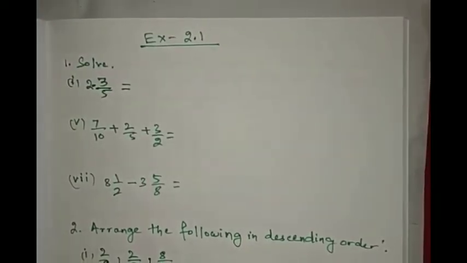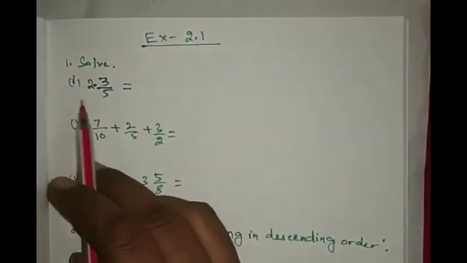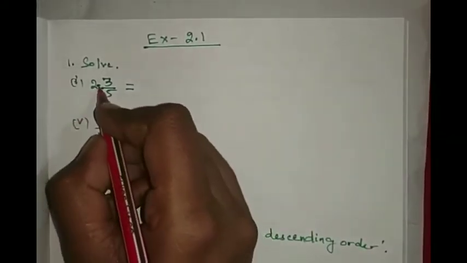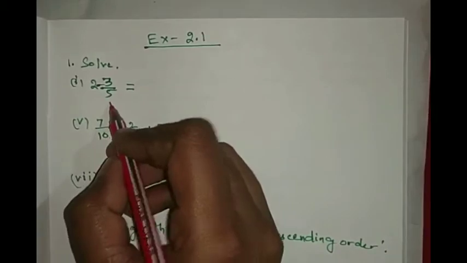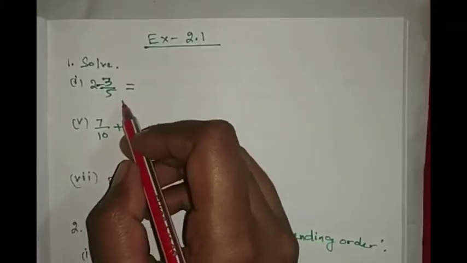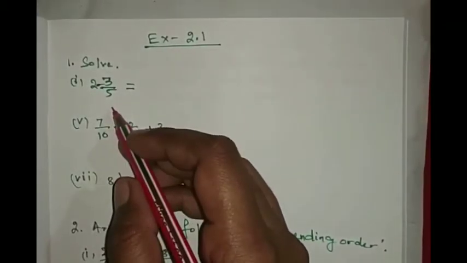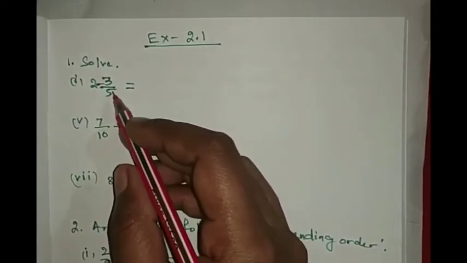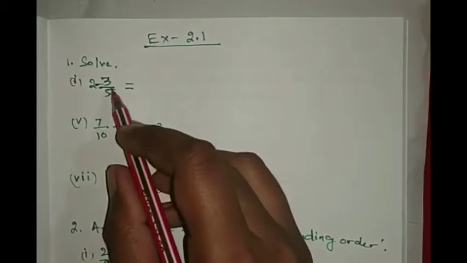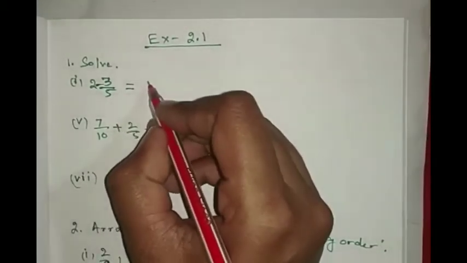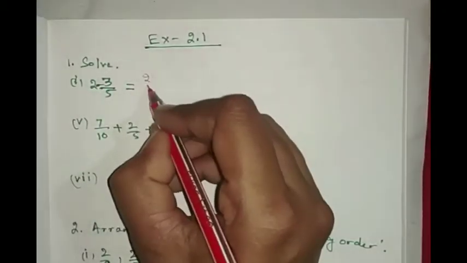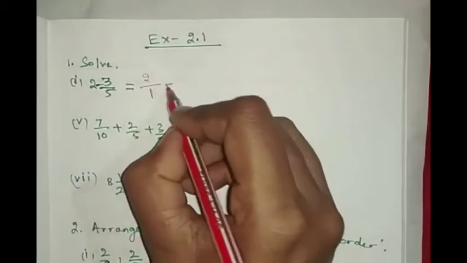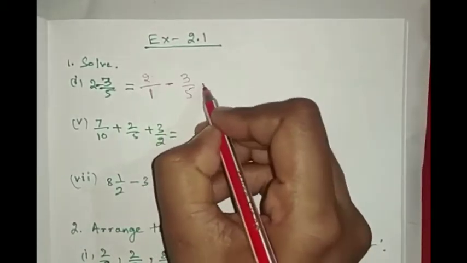Let's start exercise 2.1. Number 1 is 2 minus 3 by 5. So here 2 is there and 3 by 5. 2 is a whole number and 3 by 5 is a fraction. So we can write 2 as 2 by 1 minus 3 by 5.